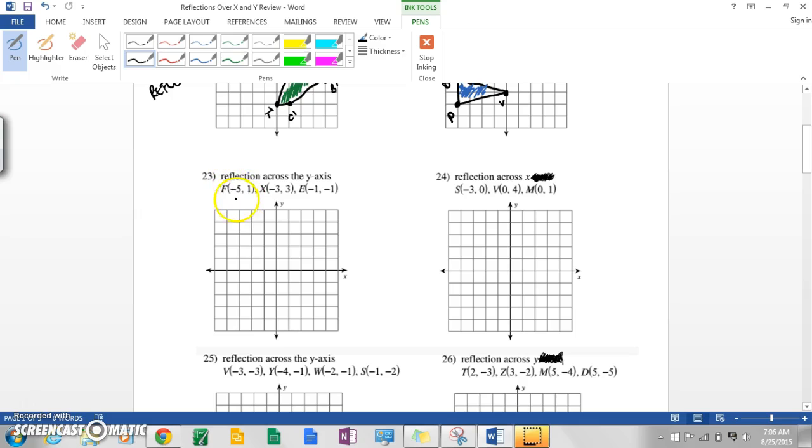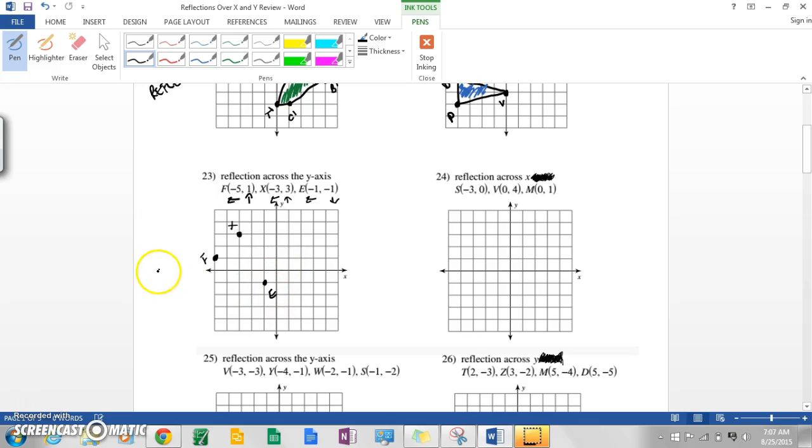F here, we have a negative number first, so we're going to move to the left, positive number second, and then move up. Move to the left 1, 2, 3, 4, 5, up 1. Point here at F. Next point, -3, 3. To the left, and then up. 1, 2, 3. 1, 2, 3. X. Our next point E, -1, -1, we're going to move to the left 1, down 1.